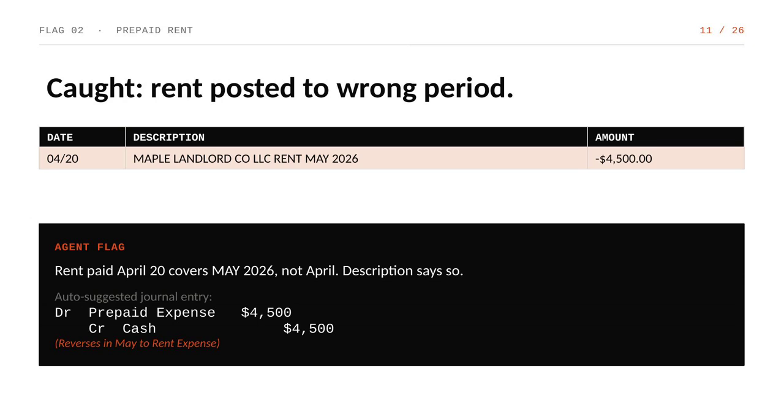Second flag, prepaid rent. The payment to the landlord on April 20th covers the May rent. It says so in the description. If a junior bookkeeper just books this to the April rent expense, the income statement overstates April expenses and understates May. The agent auto-suggests the correcting entry, debit prepaid expense, credit cash, and notes that it would be reversed in May. This is the kind of adjusting entry most newer bookkeepers can miss.